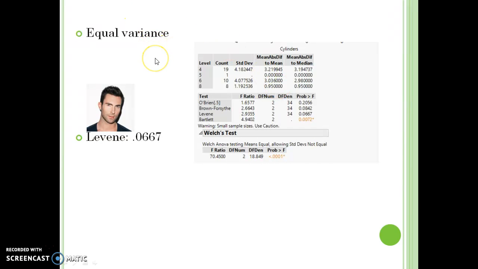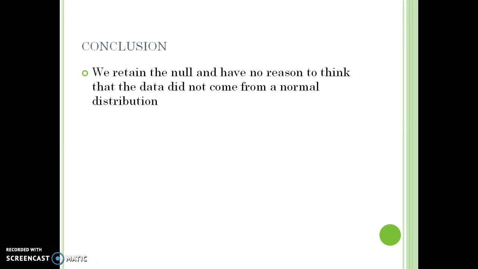Next, we check for equal variance, and we will find this in the fit y by x module. And then under the Levene row, we will see that the p-value is 0.0667. And so again, we are going to retain the null and say that we have no reason to think that the data did not come from a normal distribution.